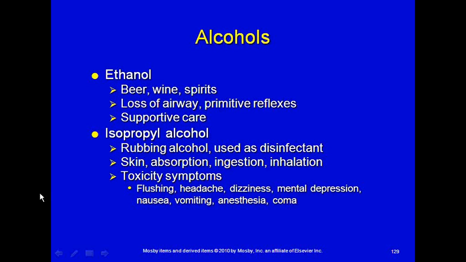Isopropyl alcohol or rubbing alcohol is used as a disinfectant, but it can be absorbed through the skin. It can be ingested. The fumes can be inhaled, and toxicity symptoms include flushing of the skin, headache, dizziness, mental depression, nausea, vomiting, and anesthesia and coma.